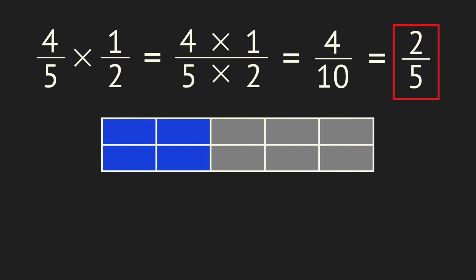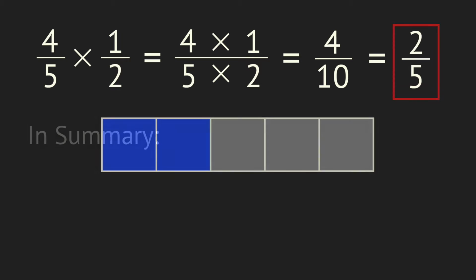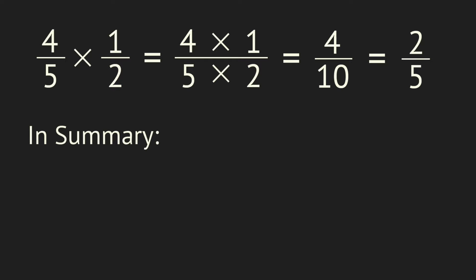What does reducing the fraction 4/10 to 2/5 mean in our picture? It simply means that we are erasing the middle lines. Instead of thinking of the blue area as 4 out of 10 rectangles, we will erase the middle lines and describe the blue area as 2 of 5 rectangles. This is what it means to reduce the fraction. We haven't changed the amount of the bar that is colored blue, we have just changed the way we look at it. Let's summarize the method we just used to multiply these two fractions.